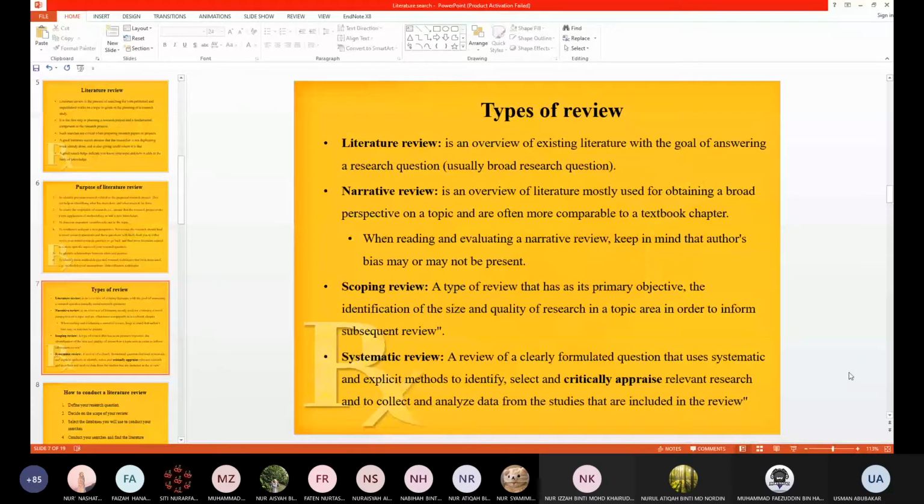And that is why the level of evidence from a systematic review is higher than other types of reviews, because it is a critically appraised summary of existing literature. Is this clear?